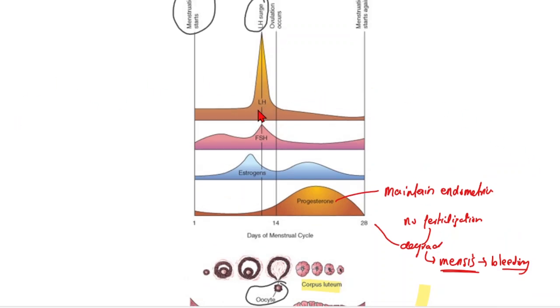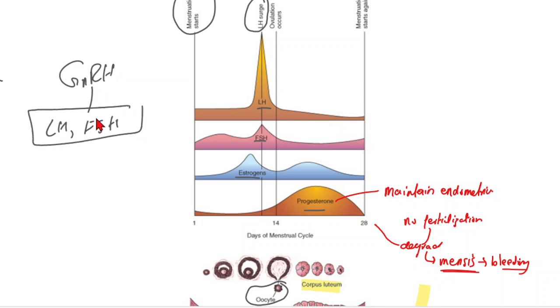There are four hormones: LH, FSH, estrogen, progesterone. GnRH stimulates the anterior pituitary gland to release LH and FSH. For example, first of all, the FSH level increases at the first time. LH is normal, not increased so much.